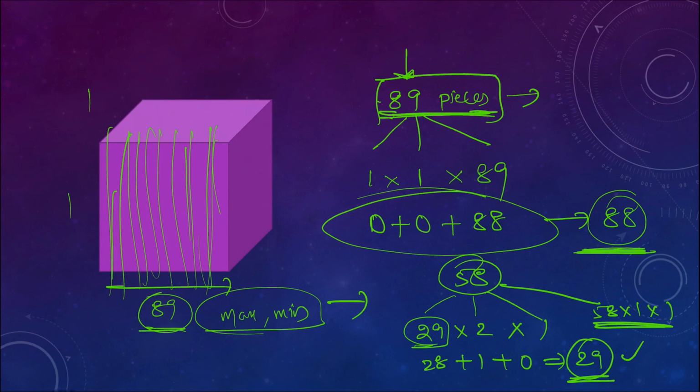This is the shortcut. Just we need to write the given number of pieces as a product of 3 numbers and take the case in which the difference between the lowest and highest number should be minimum. I think it's clear for you.